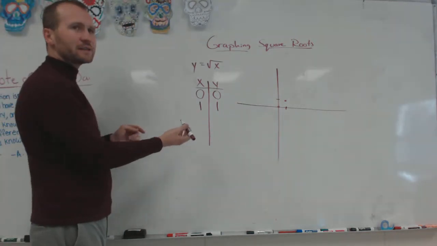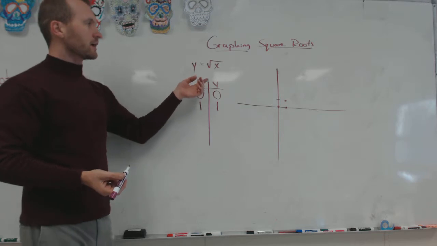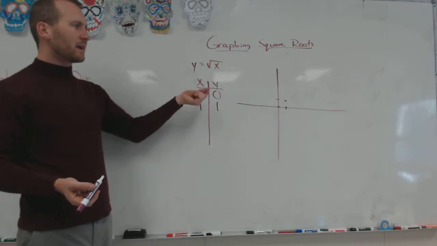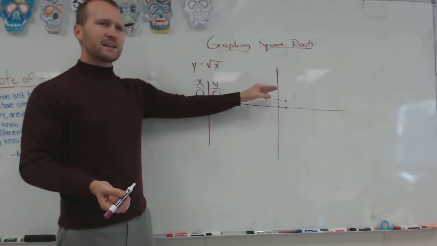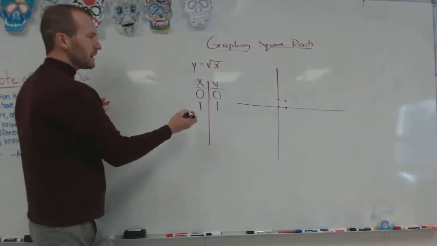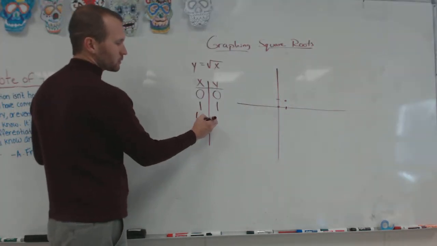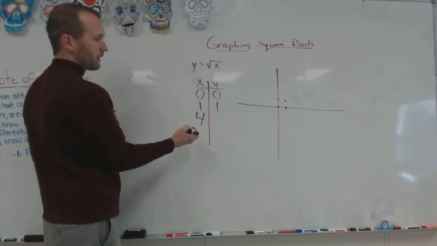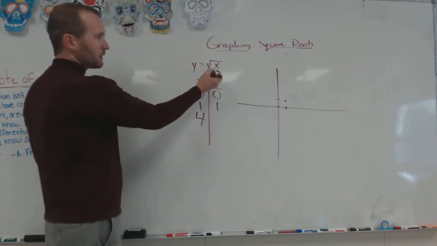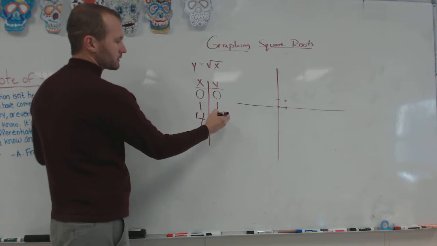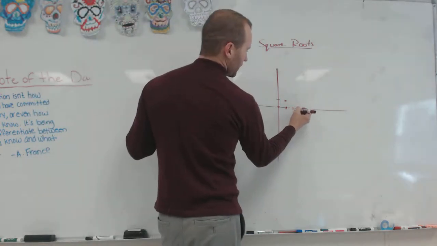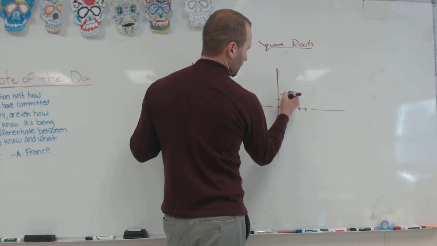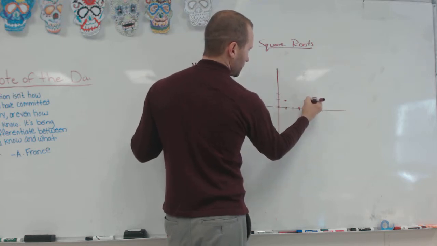2 is not a very easy thing to plug in for x. We would get the square root of 2 for y, which is like 1.414. Not the easiest thing to graph. So instead, let's plug in the next perfect square, 4. The square root of 4, so plugging it in here, is 2. So x is going to go all the way out to 4, y is going to go up to 2.